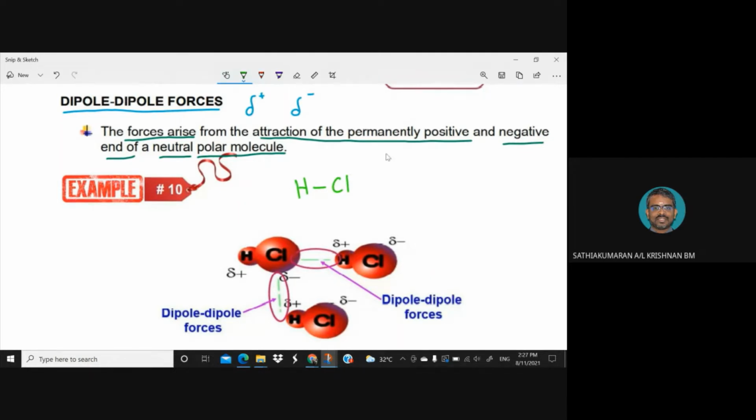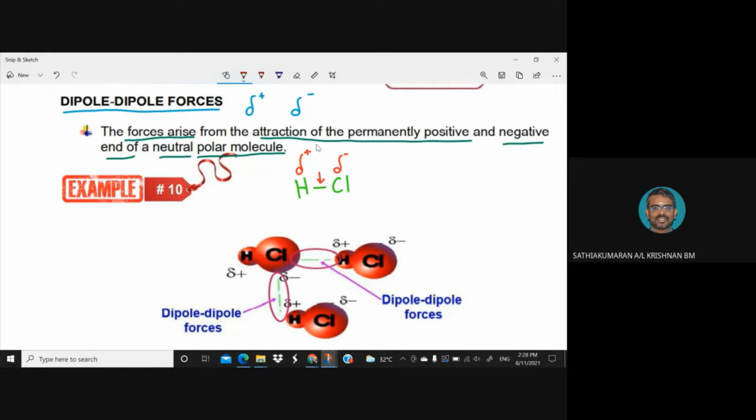Does it have permanent positive and negative ends? Let us check. Hydrogen and chlorine are two atoms with different electronegativity. This one is the more electronegative atom. This one is the less electronegative atom. So I can draw the bond dipole, the polar arrow. So this bond is a polar bond.